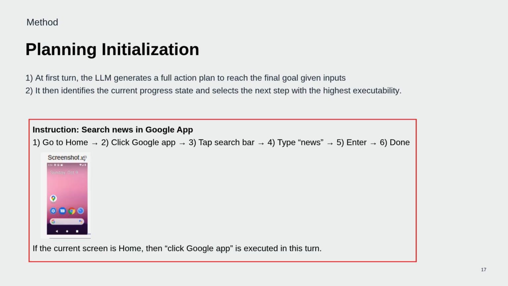This example shows a very simple case. When the user instruction given is search news in the Google app, the LLM will generate a whole plan, which is go to home, click Google app, tap search bar, type news, enter, and done. The given screenshot is the home screen, as you can see here. Then the model will figure out that because I'm now in the home state, I need to click the Google app.